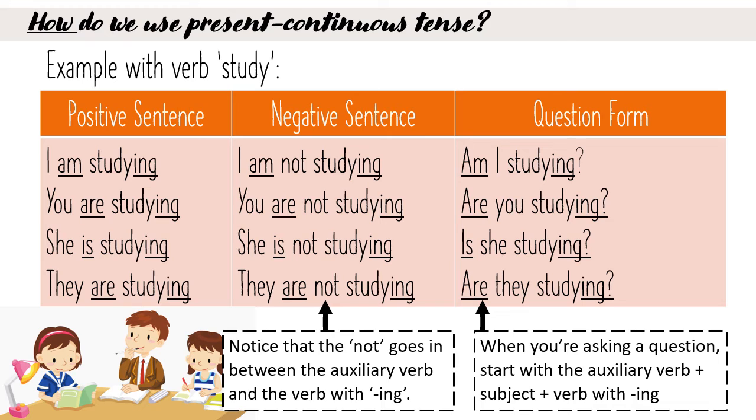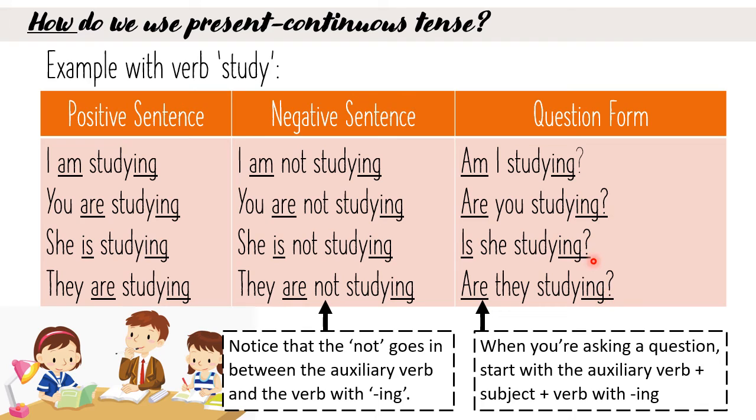Okay, so here are examples of present continuous tense when you use it in a positive sentence. So positive sentence meaning something that is true, something that is happening. So I am studying. For negative sentence, usually there's the word not, okay? So it's not happening. I'm not studying. You're not studying, okay? So these are all examples for the verb study. And here's how you write present continuous tense when you are using question form. So question form, am I studying? Are you studying? Is she studying?